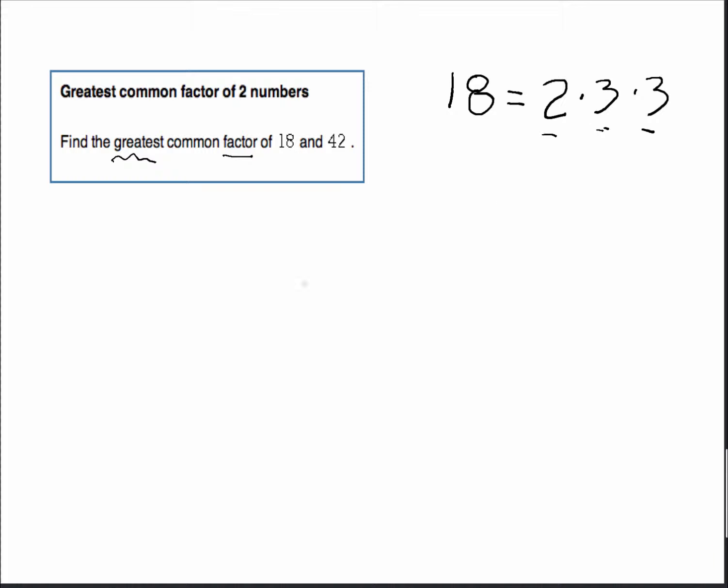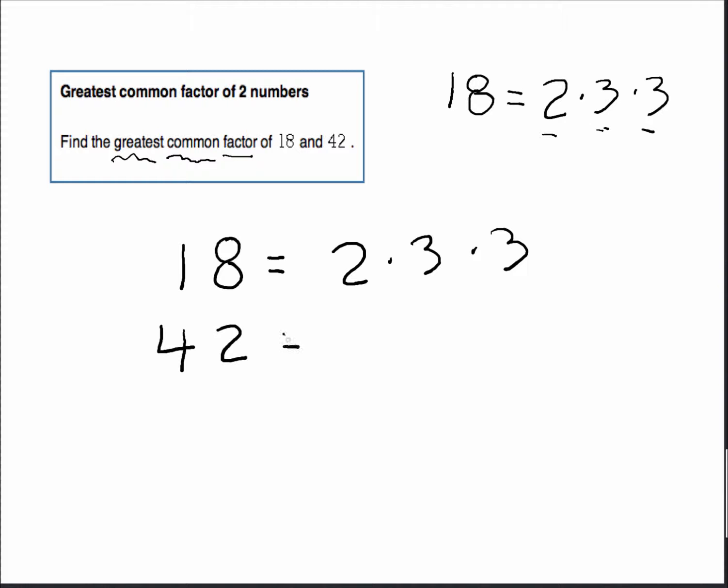Now, if we're going to try to find the greatest common factor, by common it means we're looking for a number that is a factor of both 18 and 42. What I like to do is find out what 18 is constructed of, and that is I'll write down the prime factorization of 18 as I've done there. Then I'll write down the prime factorization of the second number.